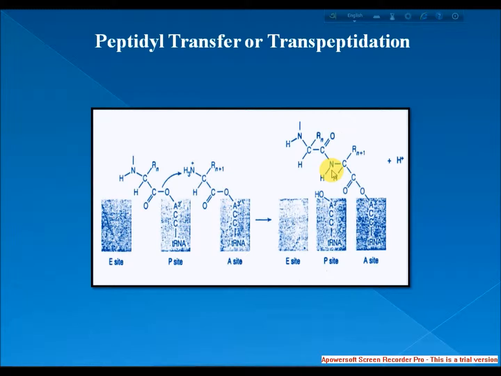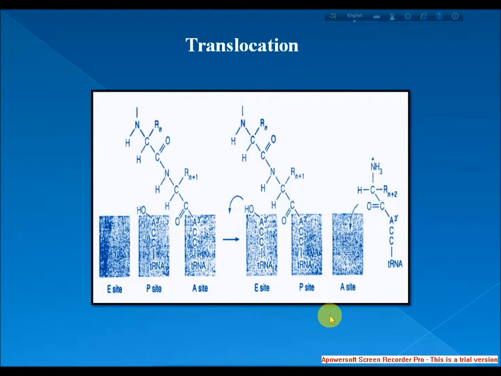Now it comes to the translocation process. The A site tRNA with the growing polypeptide chain is then moved within the ribosome to the P site, while the deacylated P site tRNA is moved to the E site. Simultaneously, the mRNA is shifted by exactly 3 ribonucleotides, or 1 codon.